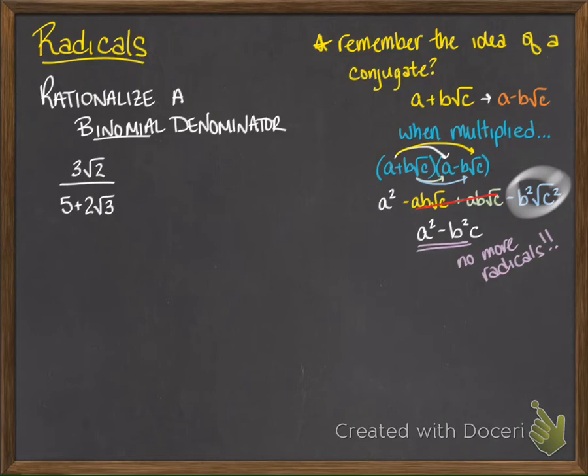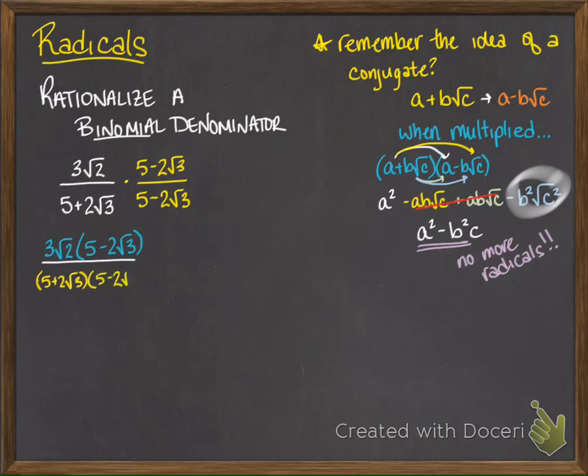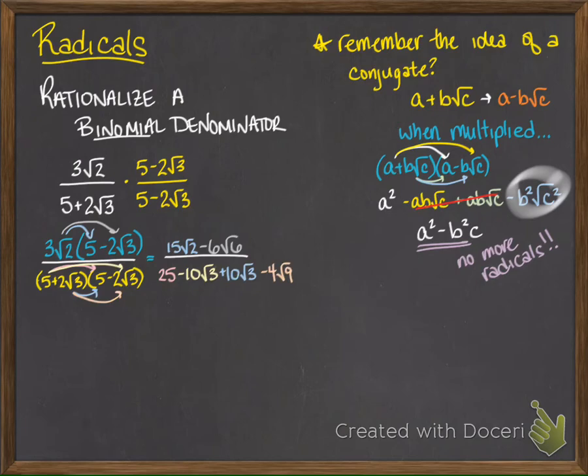Now, looking at what we've got, 3 root 2 over 5 plus 2 root 3. The conjugate of that denominator is going to be 5 minus 2 root 3. We multiply by 5 minus 2 root 3 over 5 minus 2 root 3. In the numerator, it ends up being monomial term times the binomial, we distribute. In the denominator, it's conjugate times conjugate. It's still binomial times binomial. We use the distributive property.